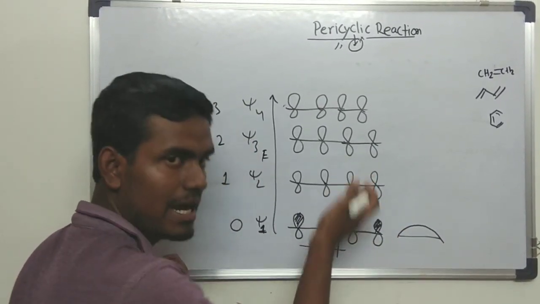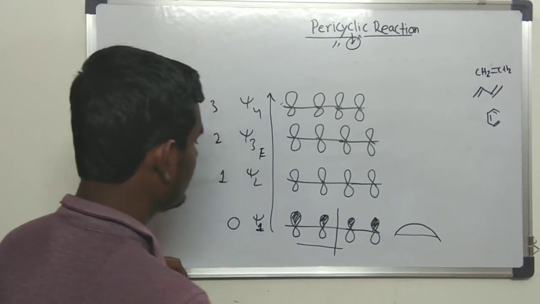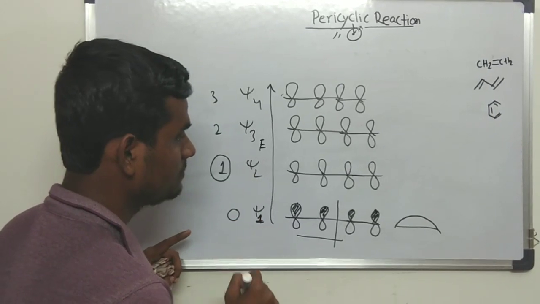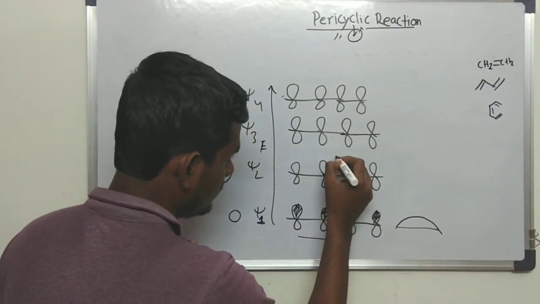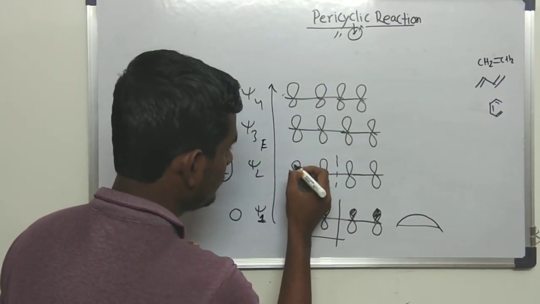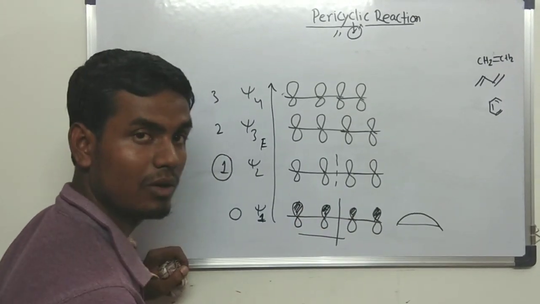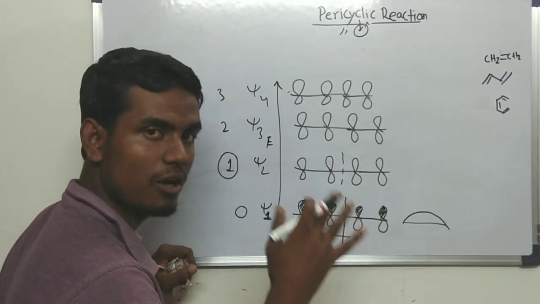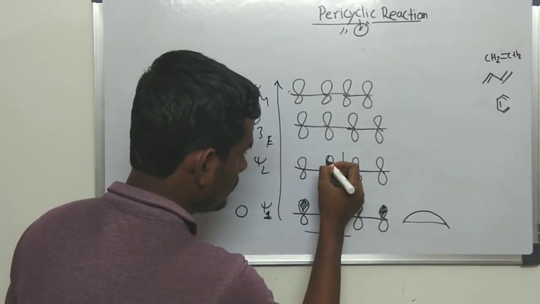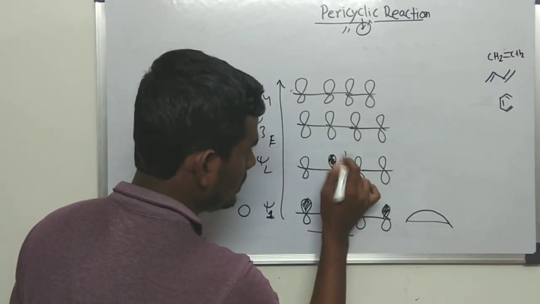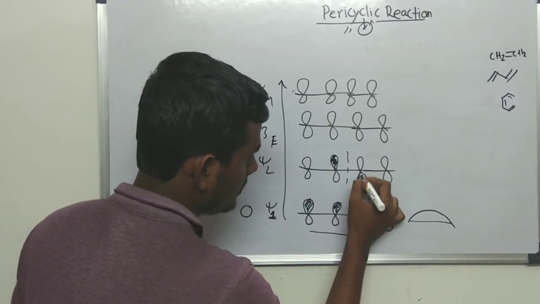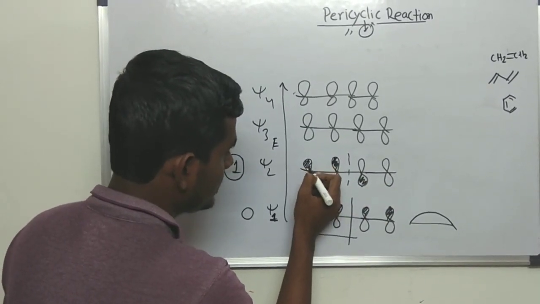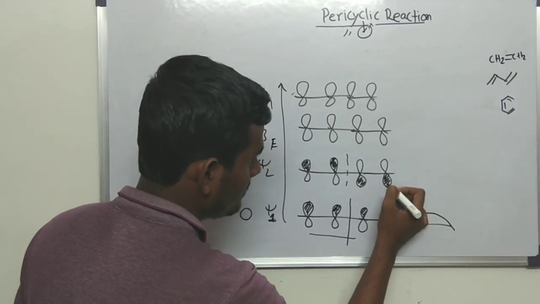How does the other one look? As I already told, it will have one nodal plane. Let me draw it here, the nodal plane. One nodal plane means there will be a mismatch of phase. So I can first draw it like this. There is a mismatch in phase, so it will look like this. And these are bonding, so there is matching in phase here and matching in phase there.